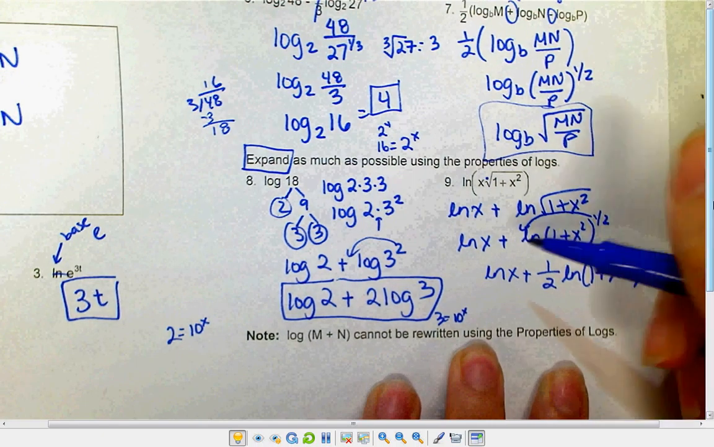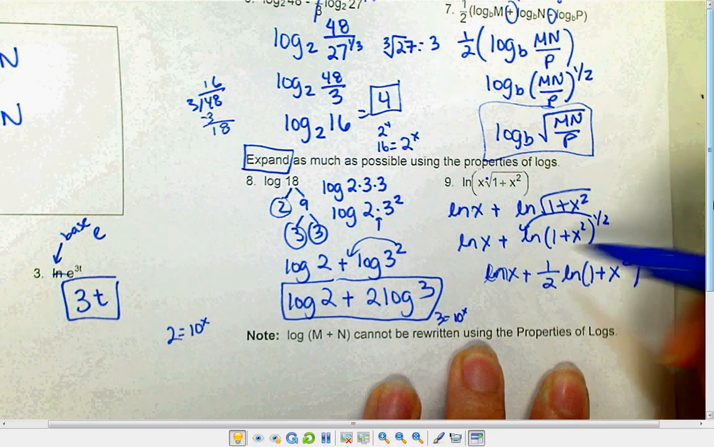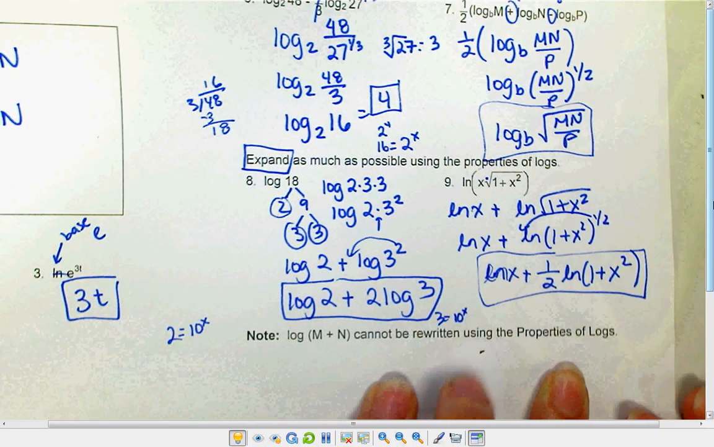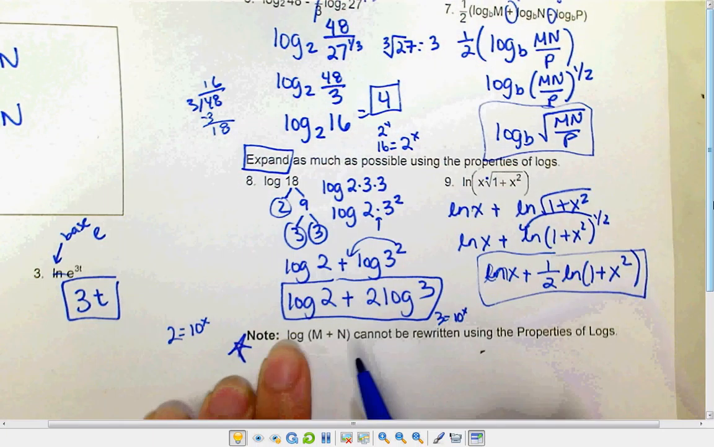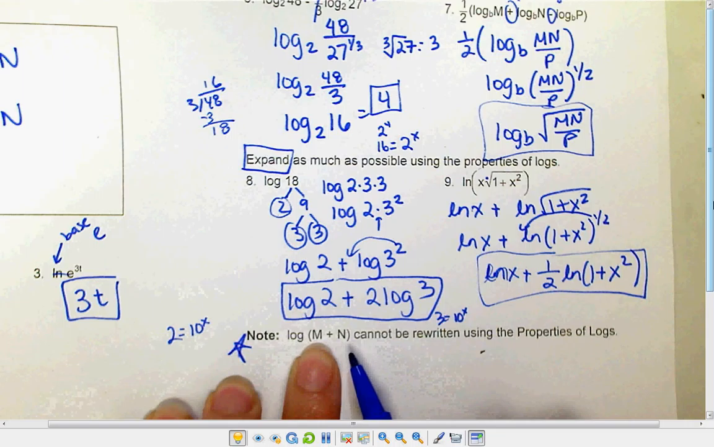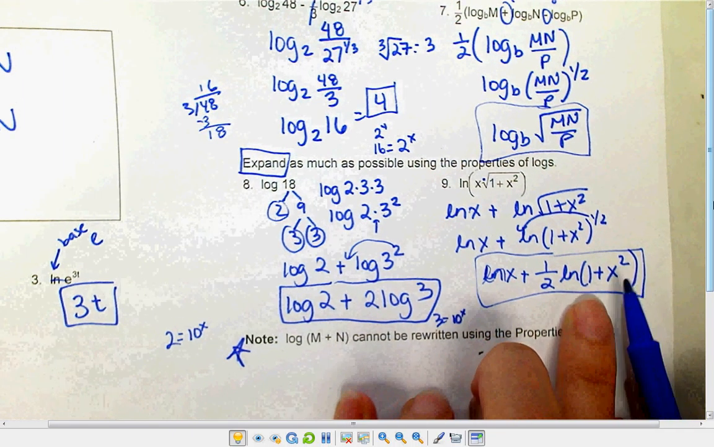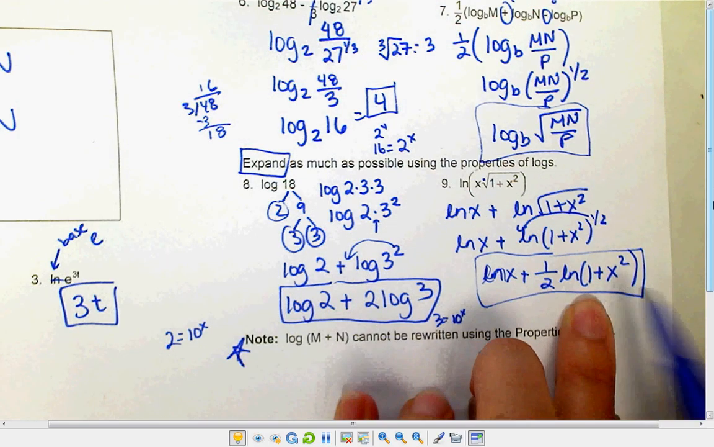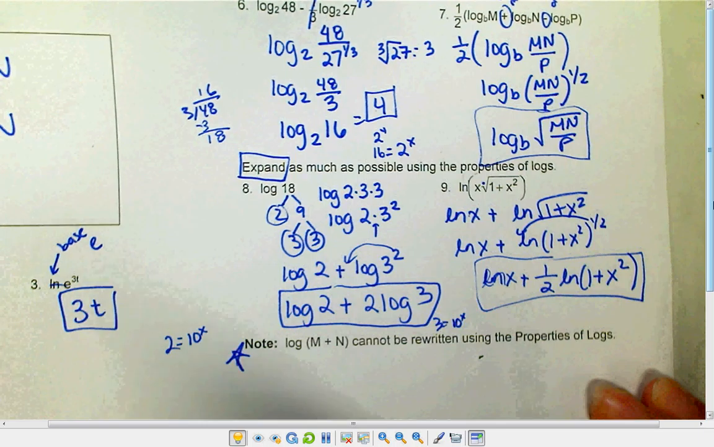And now I actually cannot do anything else. So ln of x and ln of 1 plus x squared, I can't simplify any farther. So this is my final answer. So note, I even put a little note here. Log of m plus n can't be rewritten using the property of log. So if they're both inside of this, I can't separate this anymore, because for you to separate one term, they would have to be multiplied or divided. That's my final answer.